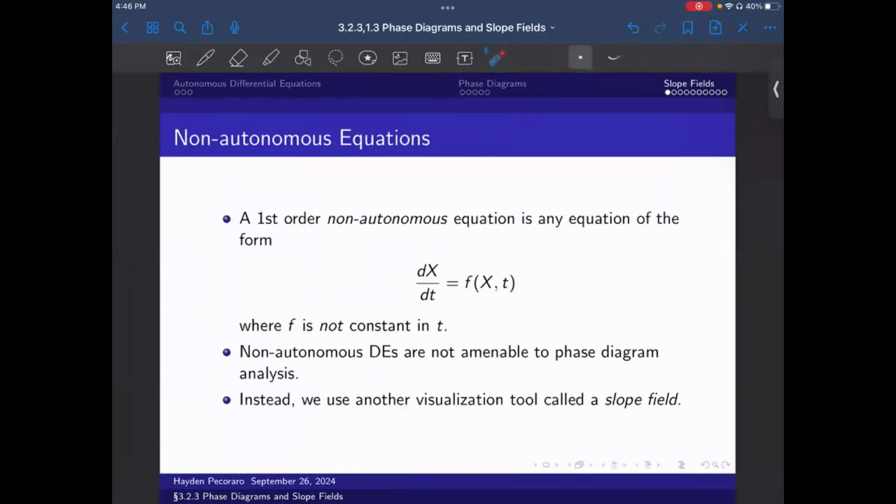What happens when we don't have autonomous equations, when we have a t dependence in the derivative on the right side of this equation? f is not constant in t here. So we can't use phase diagrams anymore because things might change. The derivative might be positive and negative in a single region.